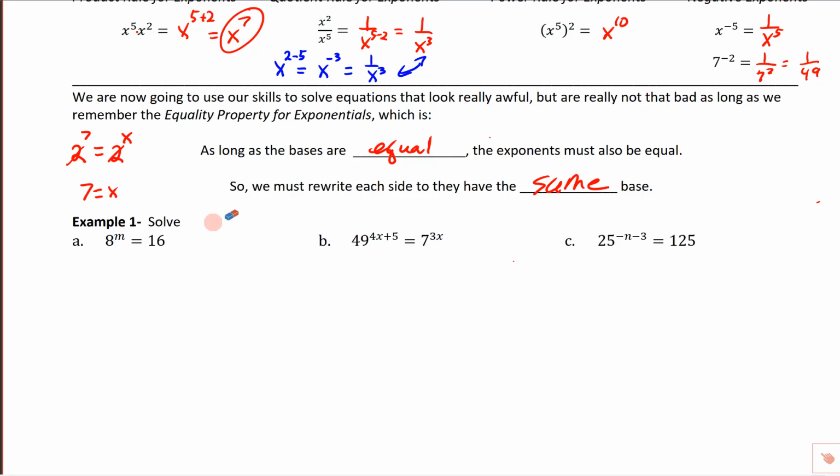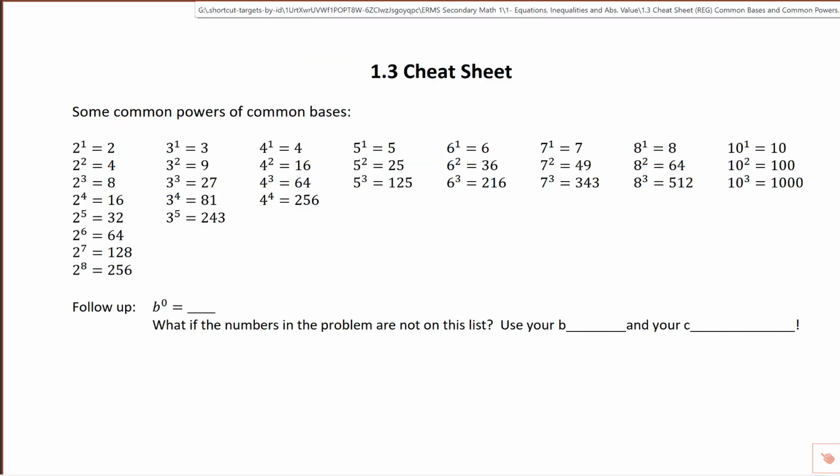So here's the deal on most of the problems that we're going to work with. We're going to have to change both of them so that they have the same base. Now, in order to do that, I'm going to give you a little cheat sheet. This is just a little reminder. If you wanted to make one of these on your own, that would be totally okay. So these are some common powers with some common bases. So this is 2 to the first power, 2 to the second power, and so forth. So like 2 to the fifth, there's that 32 we dealt with before. If we had a huge number, like 2 to the eighth, that's 256.